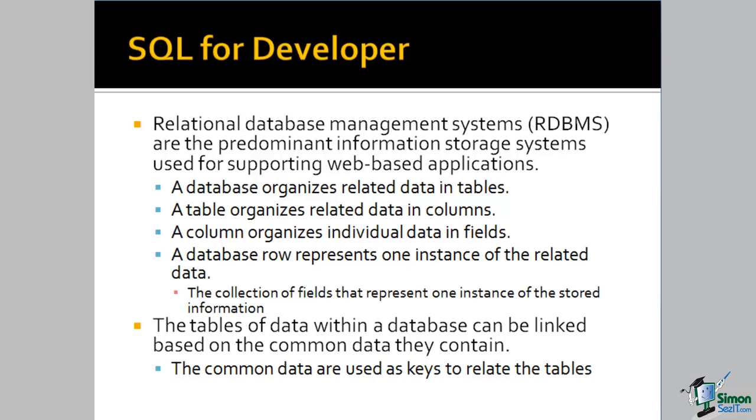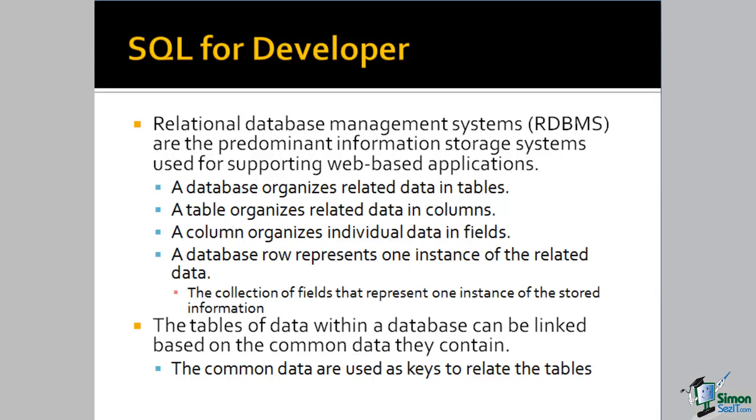A relational database system is organized as a set of containers. Database is a container of tables. A table is a container of data organized in columns. A row within the table represents one instance of related information. And the true power of a relational database management system is its ability to organize data across tables efficiently.